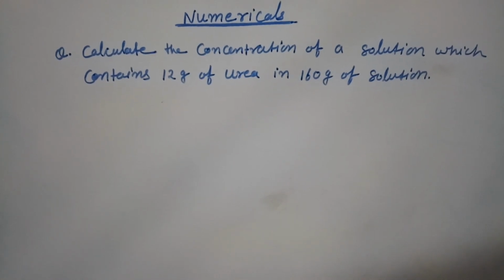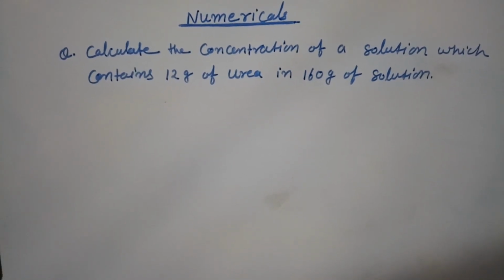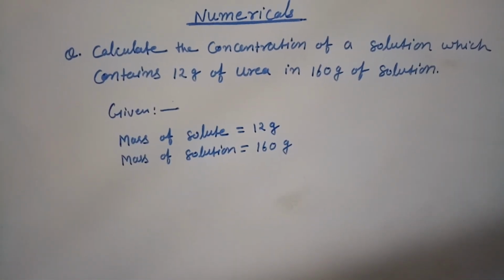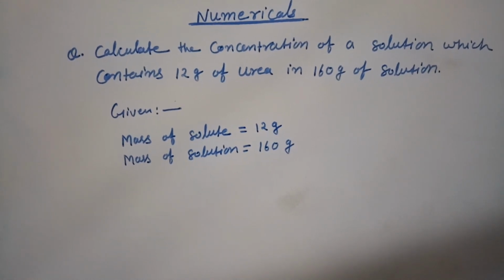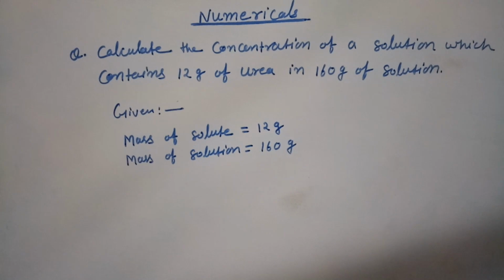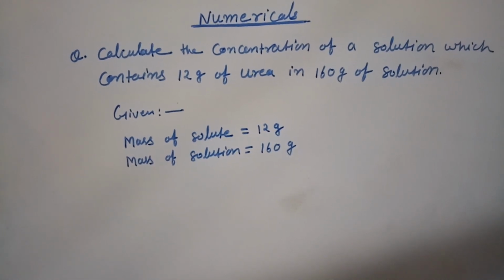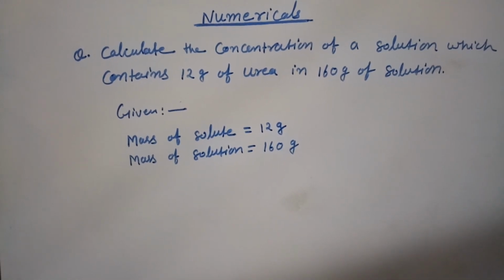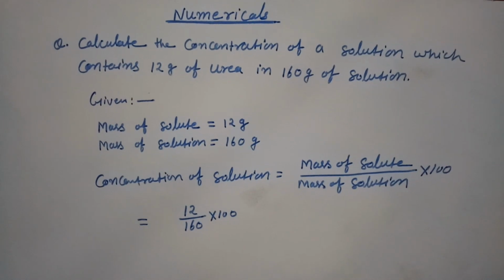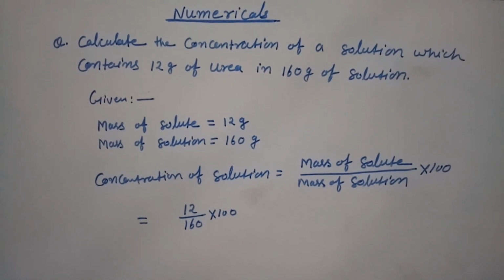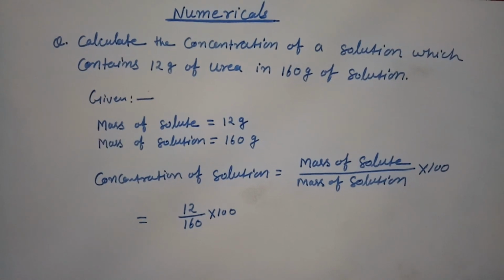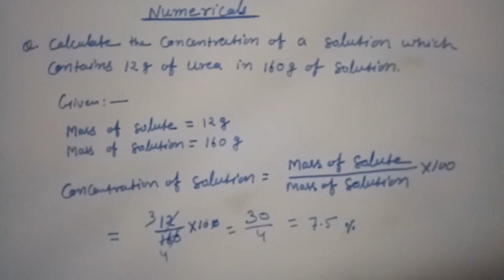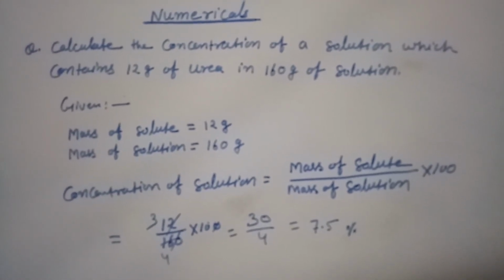So the first numerical is on the board. Just pause the video and try to solve it. First we need to find out what is given in the question. So first we will see mass of solute is given, which is 12 gram, and mass of solution is 160 gram. Then using the mass by mass percentage formula, we have to write this. After solving this question, we have got the answer as 7.5%.